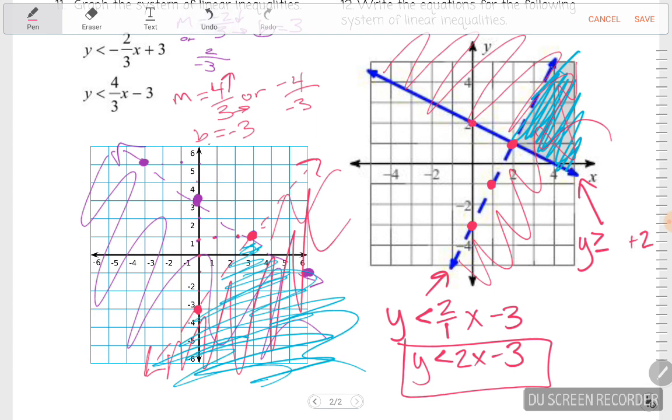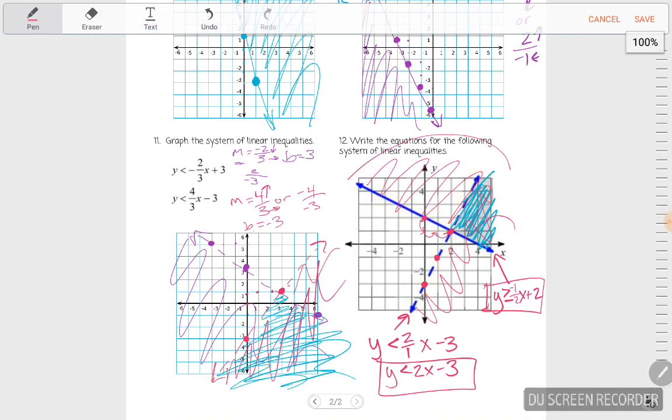So I know my equation ends with plus 2. I know there's an x in there. I just need to find the slope. Okay, I see these two are clear points, so it goes down 1 and then to the right 2. So down 1 over 2. And that is my final equation for the second line. Okay, so this system that's graphed here is the system of these two inequalities.